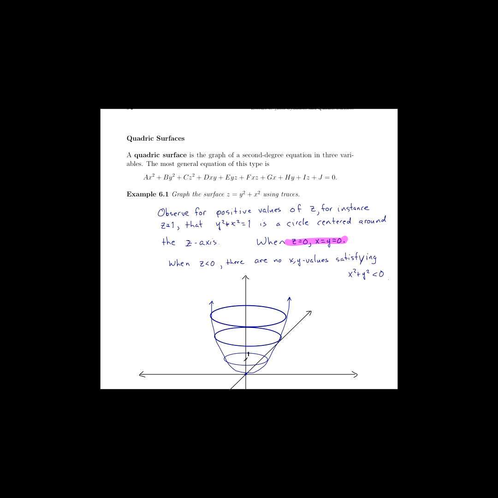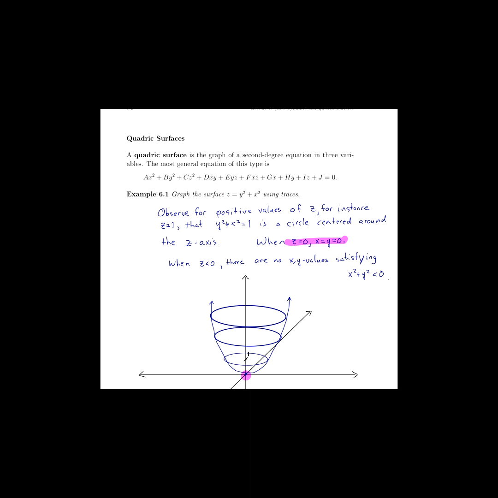So just to start with one, that actually gives us the origin, (0, 0, 0). When z is equal to 0, y equals 0, and x equals 0, this equation is satisfied. So the origin, (0, 0, 0), is on this surface.